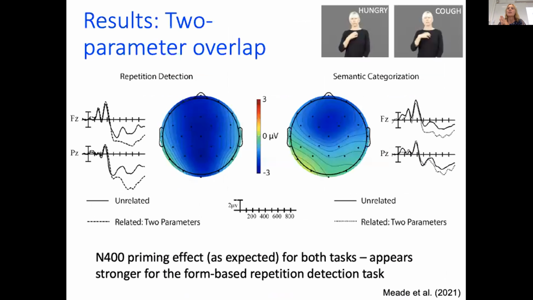Okay, so here's what we find. With the two-parameter overlap, as expected, we see this really nice N400 effect where you see a larger negativity for the unrelated compared to the related, the two-parameter overlap pairs for the target signs. You can also see that it's a bit stronger in the repetition condition than in the semantic categorization task. So this is in line with what we'd expect from the behavioral results, seeing this facilitation effect.